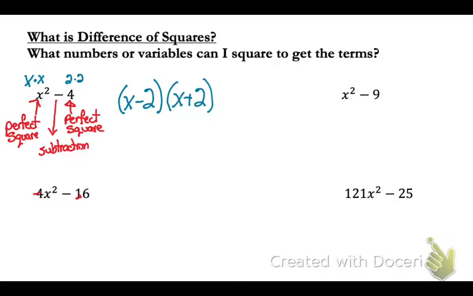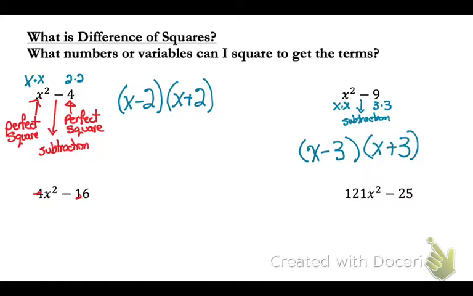All right, let's take a look at our second one. It's x squared minus 9. Let's see if it follows our pattern. Well, we already said that x times x is x squared, so we know that's a perfect square. We know this is subtraction, and the square root of 9 is 3, so 3 times 3 gives us 9. So this could be a difference of squares. So I'm going to say x minus 3, x plus 3. So I take the square root of the first term minus the square root of the second term, square root of the first term plus the square root of the second term.